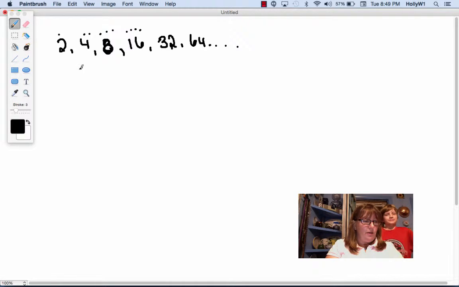So those are powers of 2. So let's look at another rule. So if we start at 0 and we go to 4, and we go 8, we go to 12, 16, and we go on and on and on.